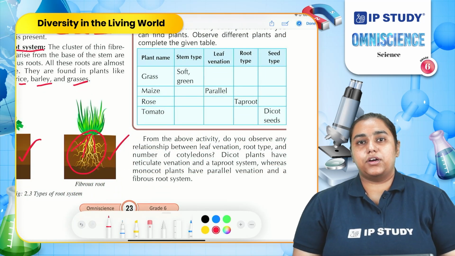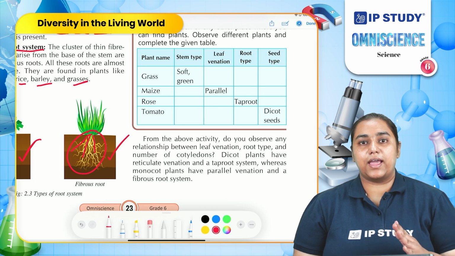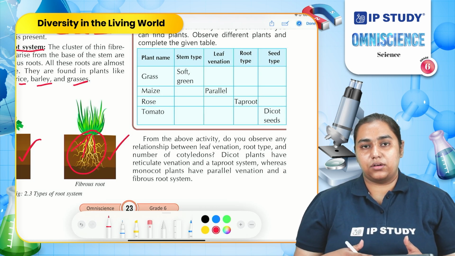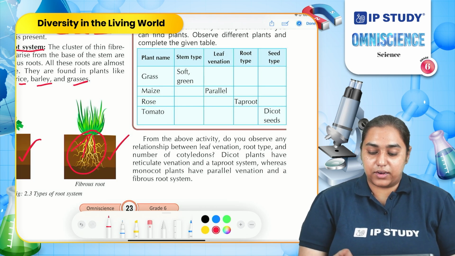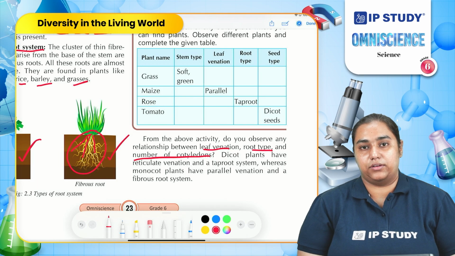Now that you have learned about all the categories of the plants, do you find any relationship between them? Do you think there is any connection between the categories or grouping of the plants? Well, there is a connection between leaf venation, root type, and number of cotyledons.